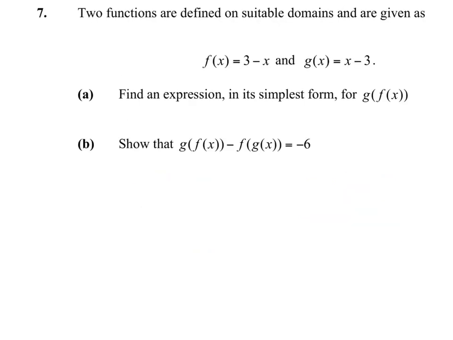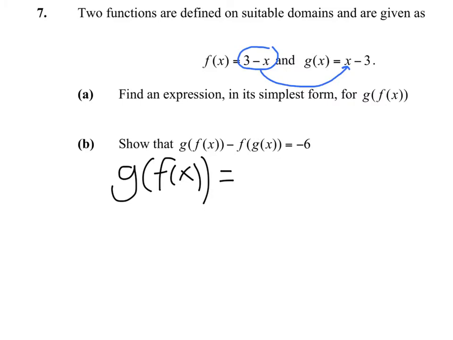Question number 7. Two functions are defined on suitable domains and are given as f of x equals 3 minus x and g of x equals x minus 3. Part A asks us to find an expression in its simplest form for g of f of x. So that means we're going to substitute the f function into the g function. So in order to do that, what we do is we take our f function and we substitute it in anywhere we see x on the g function. So we write that down, g of f of x.